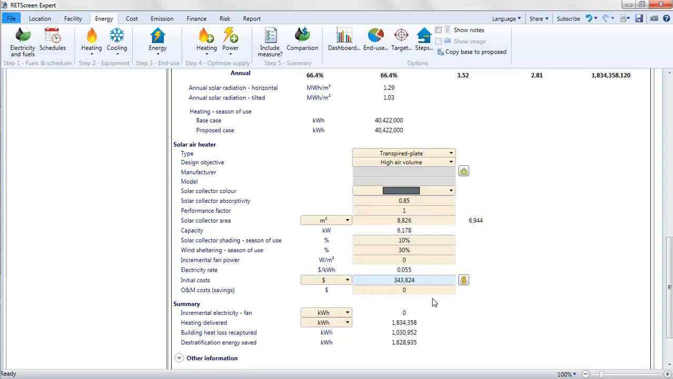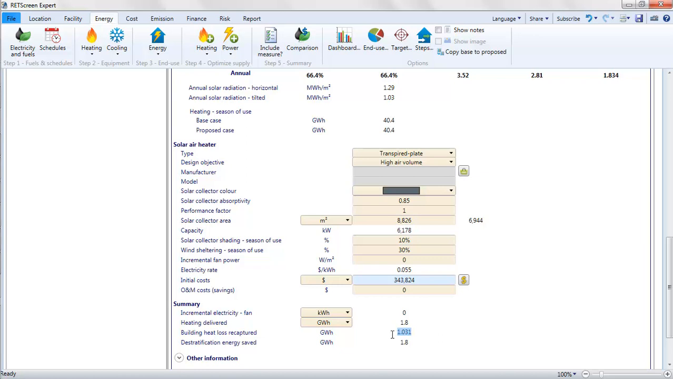In the summary section, we see the results of this analysis. There is no requirement for additional electricity for the fan, as we discussed earlier. The heating delivered cell indicates the savings from the sun's heating itself. It delivers 1.8 gigawatt hours of heat per year, reducing natural gas consumption. In addition, there are savings due to building heat loss recapture and destratification. The building heat loss recapture refers to losses from the walls on which the solar collector is mounted. These are reduced by around 1 gigawatt hour per year.